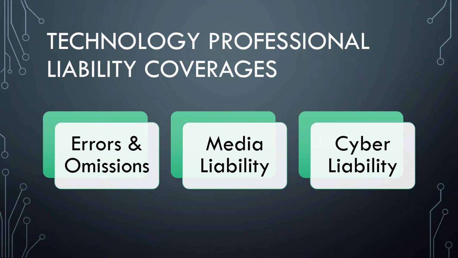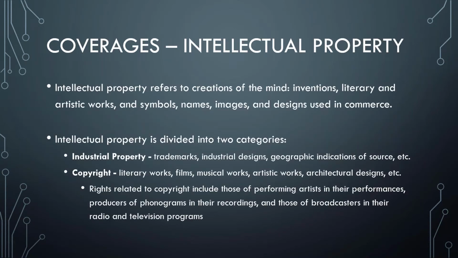And then media liability can be important depending on what they're doing. So we're going to jump right into the media. When you have media, you have intellectual property and personal injury. Those are the two things that make up media liability. Intellectual property is going to refer to creations of the mind, inventions, artistic works. It's going to be trademarks. It could be copyright. So there's a lot of different things that a technology professional would need intellectual property for.